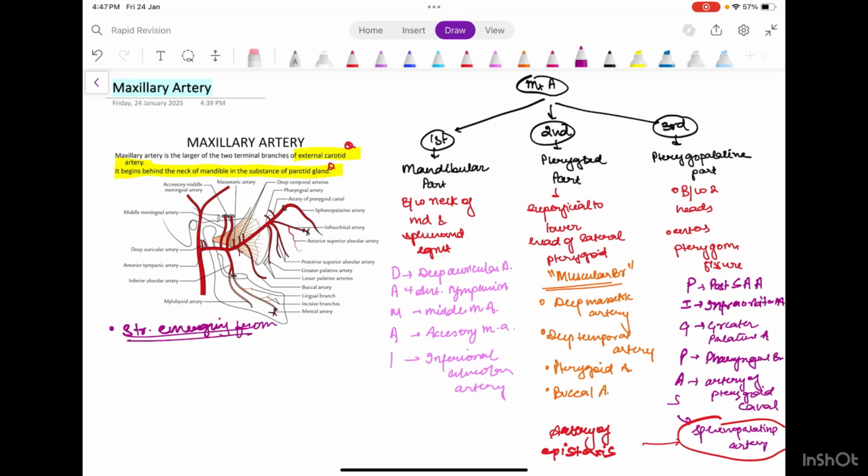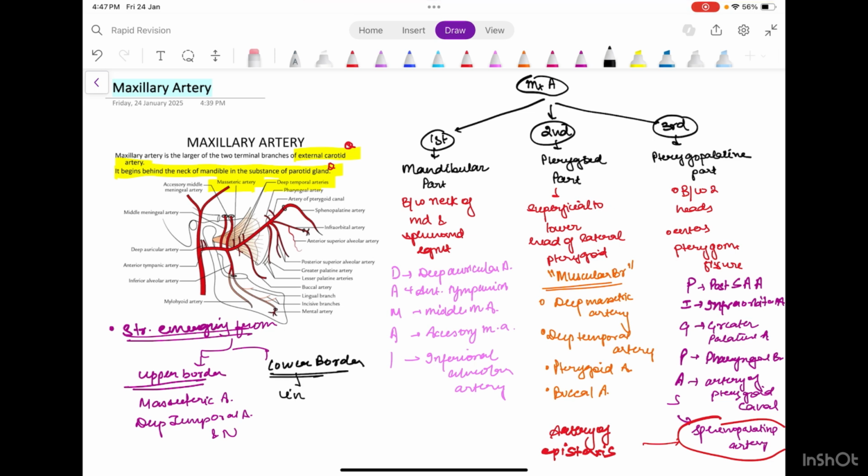Then we are often asked which of the following structures originate from structures emerging from the lateral pterygoid. Now if you are asked about the upper border, you should know masseteric artery and deep temporal artery and nerve. Basically masseteric artery and deep temporal artery. Okay, then if you are asked about the lower border, for lower border you should remember lingual artery, or lingual nerve basically, then middle meningeal artery and inferior alveolar nerve.